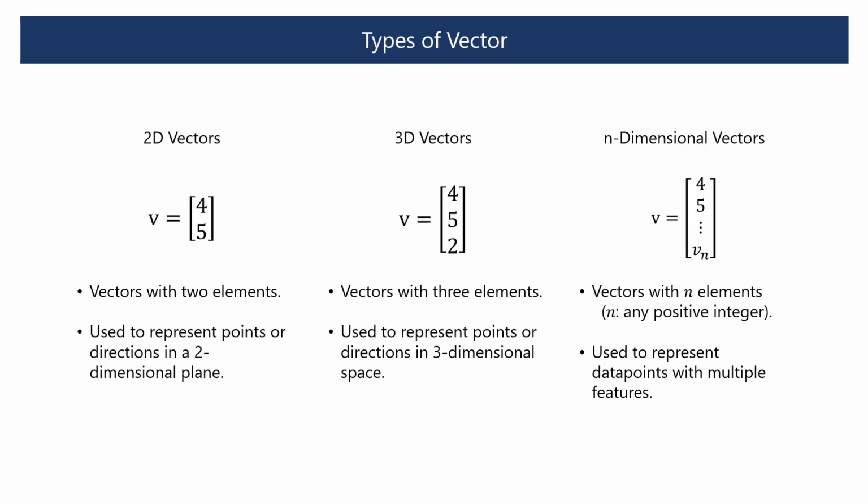Vectors can be classified based on their dimensions. Two-dimensional vectors are vectors with two elements. They are commonly used to represent points or directions in a two-dimensional plane. 3D vectors are vectors with three elements. They are used to represent points or directions in three-dimensional space. N-dimensional vectors are vectors with n elements, where n can be any positive integer. These vectors are often used in machine learning to represent data points with multiple features.